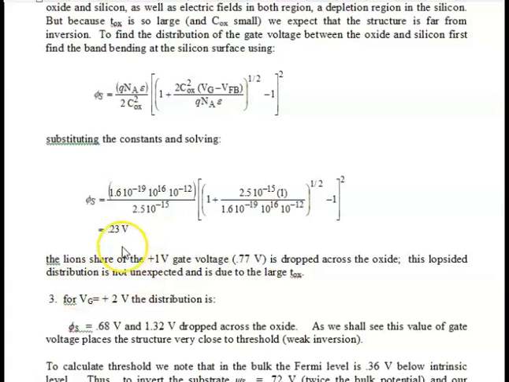If we had a smaller oxide thickness, we would expect these numbers to be reversed. We would expect more voltage to be dropped across the silicon and less to be dropped across the oxide. And of course that is consistent with the fact that the smaller the oxide thickness, the more control the gate has over the oxide surface. Okay, that's a mouthful.